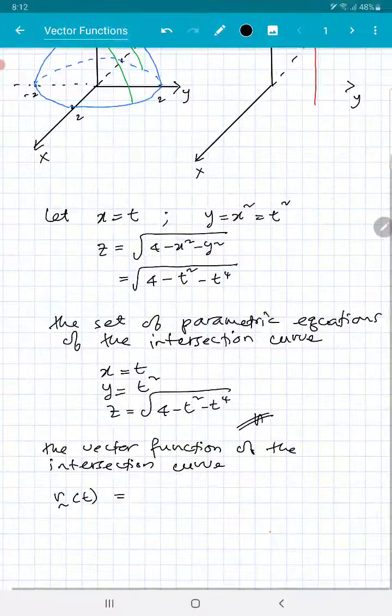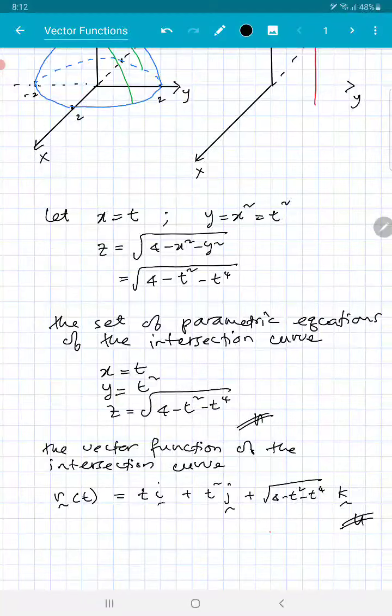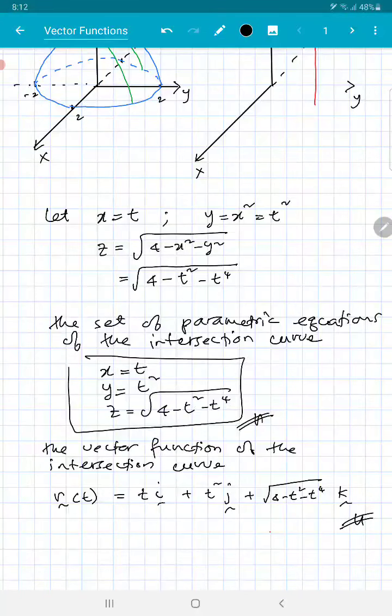We already have the set of parametric equations, so now we're just going to put them together. The x component now is t, so we have t i. The y component, just use the parametric equation for y, we have t squared j, and the z component would be the parametric equation for z, which is the square root of 4 minus t squared minus t to the power of 4, k. So there are two ways of representing the intersection curve. We can use the set of parametric equations like so, or we can use a vector valued function.